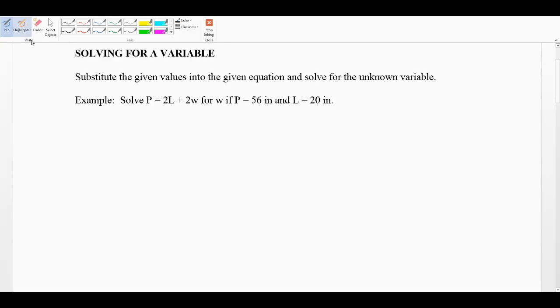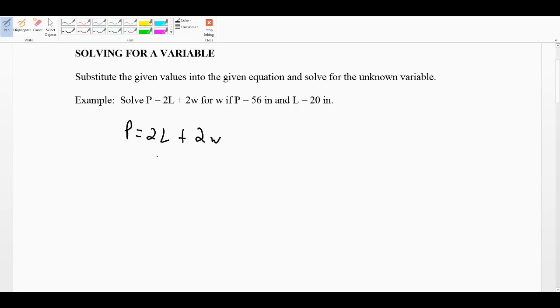Solving for a variable. What that means is we're just going to substitute the given values into the given formula, and then we're going to solve for the unknown variable, or the variable that's left over that doesn't have a value. So take for example P equals 2L plus 2W.